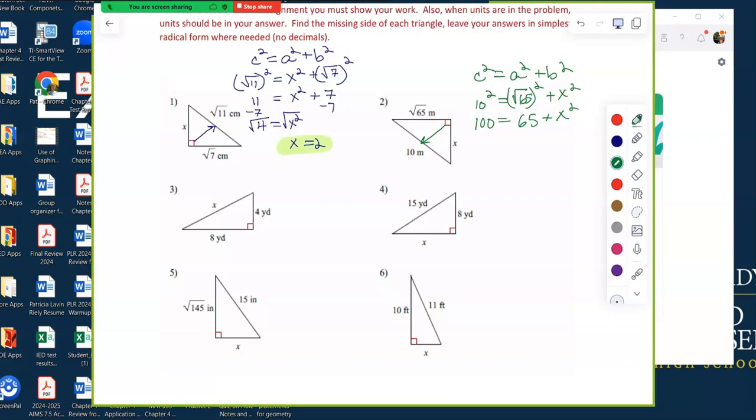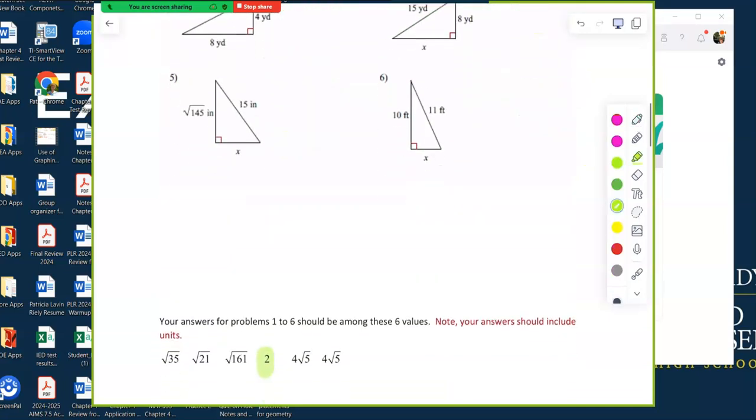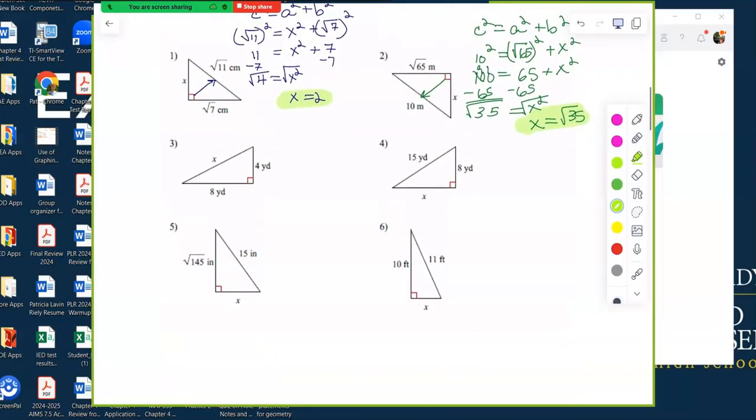Okay, your job is to isolate the x squared. Subtract the 65, subtract the 65. 10 minus 5 is 5. 9 minus 6 is 3. So 35 equals x squared. I don't want x squared, I want x. Take the square root of each side, and x will equal radical 35. That is prime. I can't do anything else with that. That's my answer. Let's check for it. Yep, there we go. So we've got 2 of the 6 answers. So let's keep going.